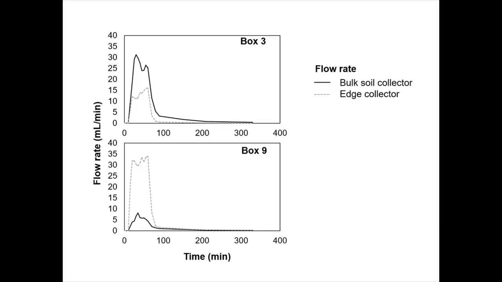The black solid line is the water that moved through the middle, and the dashed line is the water that came down the outsides. So remember the gap around the outside of the boxes. You can see these two boxes are different. In box 3, most of the water came down through the middle and less came through the edge, whereas box 9 was the exact opposite. Most of it came around the edge and very little through the middle.